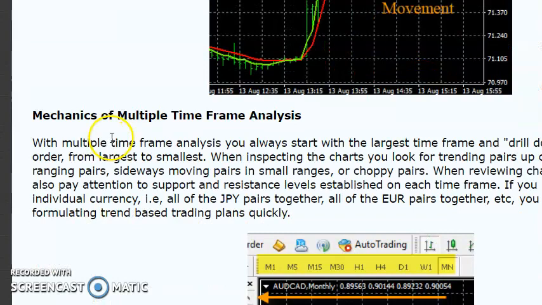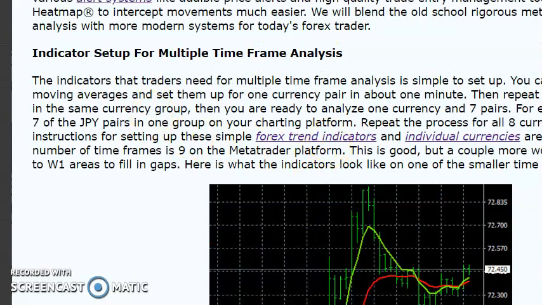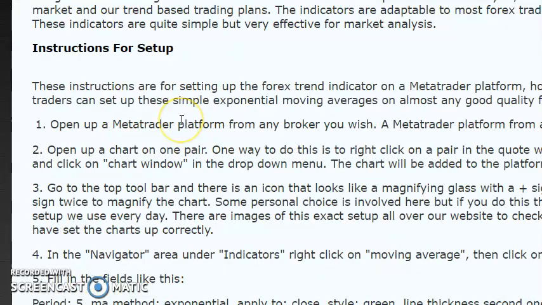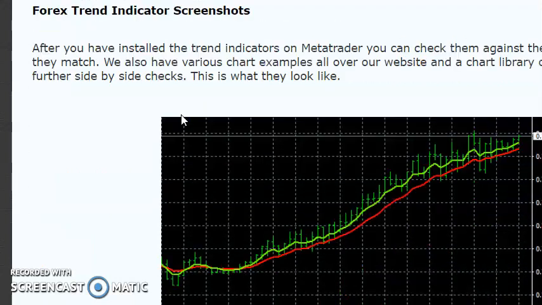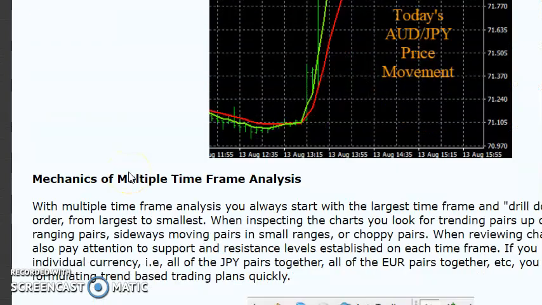So these indicators here, if you click on this link right here, the trend indicators, it'll take you to this page. And these are very simple exponential moving averages that you can set up on any MetaTrader or any other charting platform that Forex traders use.